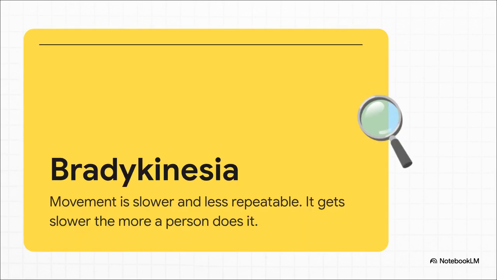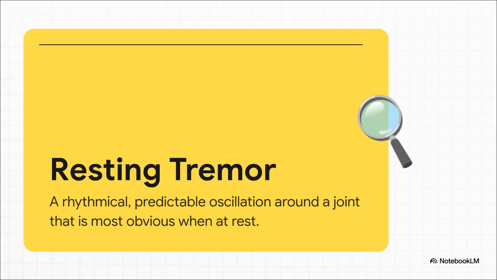The first and honestly the most important feature for the diagnosis is bradykinesia. Now that literally translates to slowness of movement, but it's a very specific kind of slowness. We're looking for a progressive reduction in both the speed and the size, the amplitude, of repetitive actions. What you'll see is the movement actually gets smaller and slower the more the person does it. It just deteriorates.